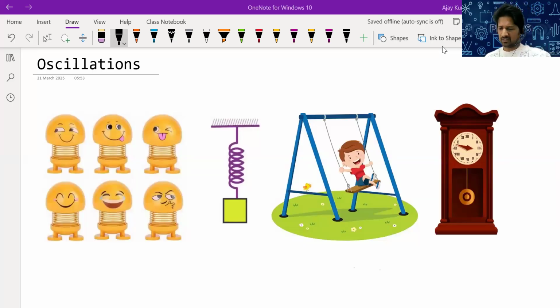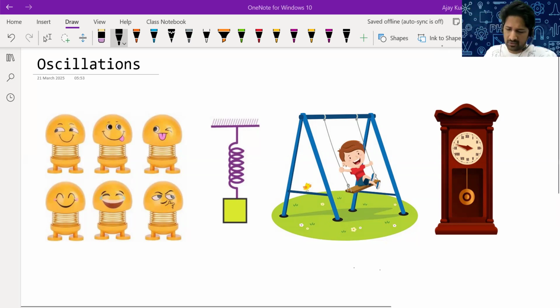Okay, what you see here are some examples of oscillating objects that we see in daily life. First, these are bobbleheads. You just compress them and release, or you pull them up and release. You will see them oscillating up and down. They can oscillate sideways also.